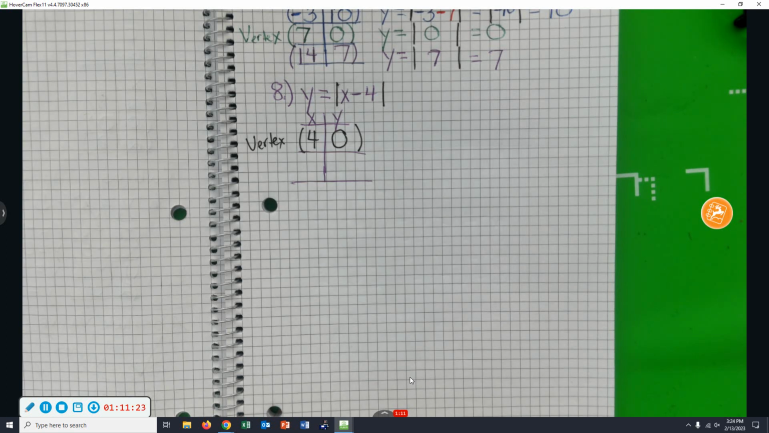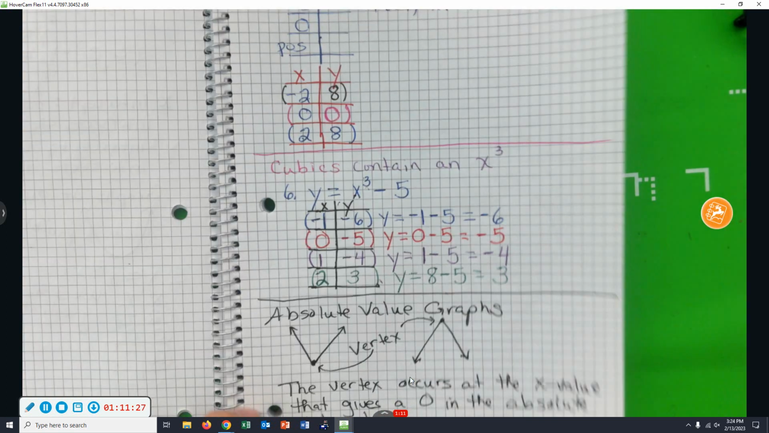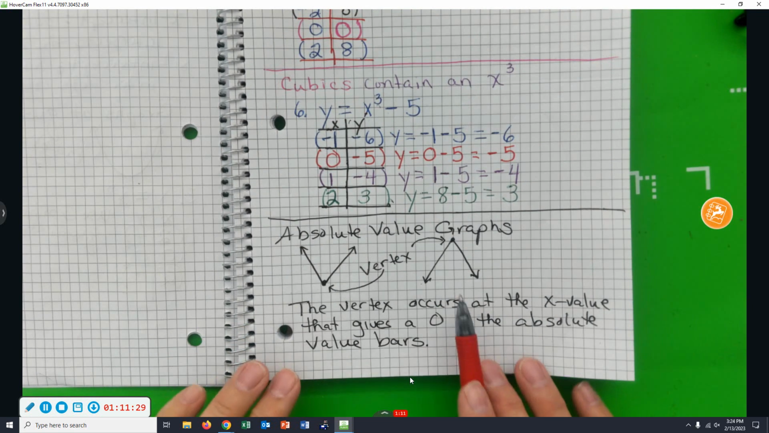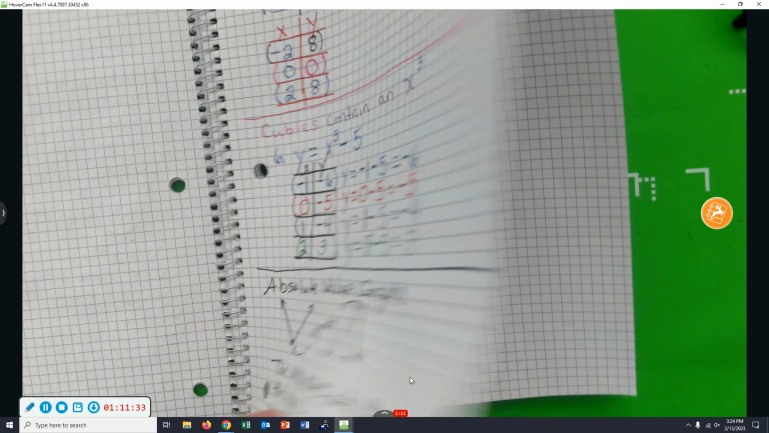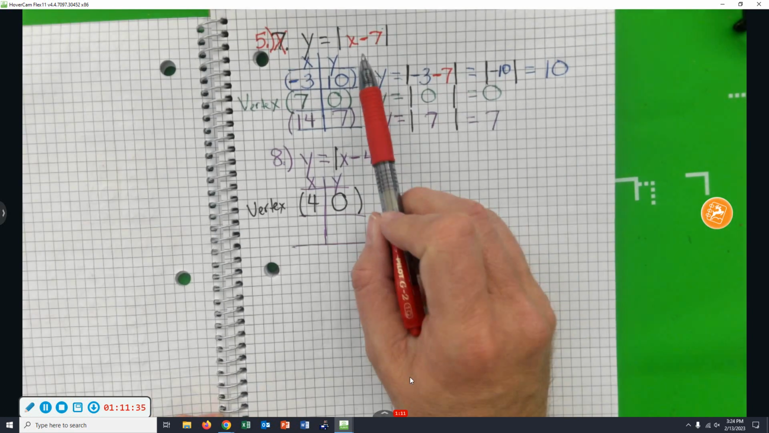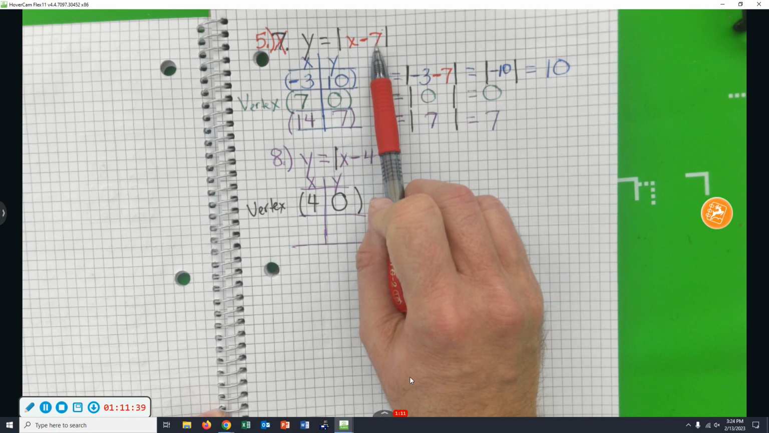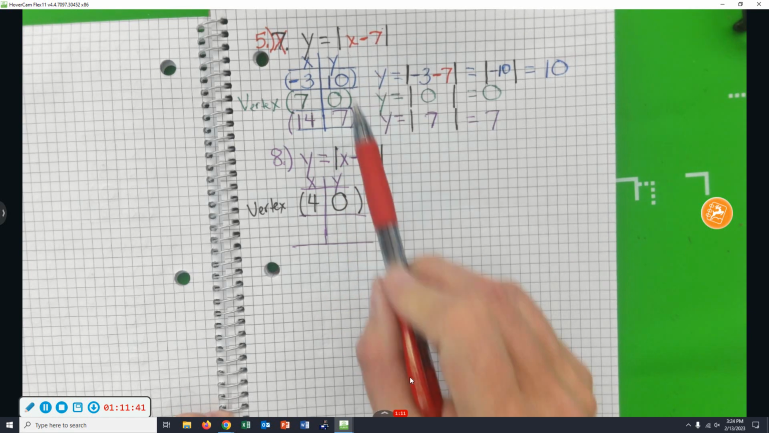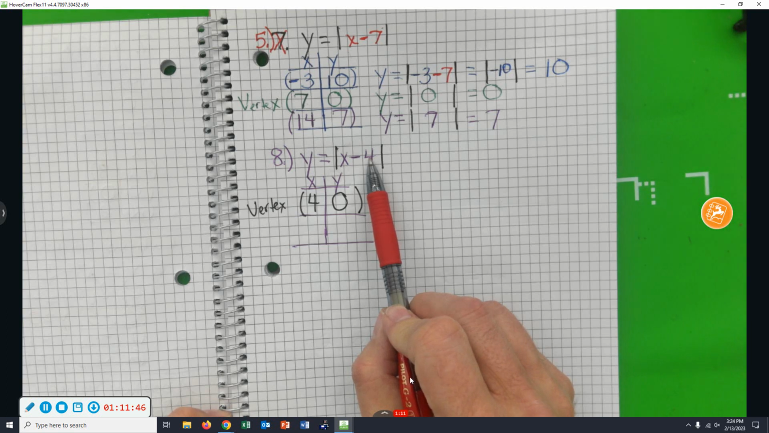I'm a little lost how you found that. Oh, okay. Just based on how I said to find the vertex. It's got to give you a 0 inside the absolute value bars. On problem 5, what number would have given you a 0? Well, 7 minus 7 would give you a 0. Here, what number minus 4 would give you a 0?